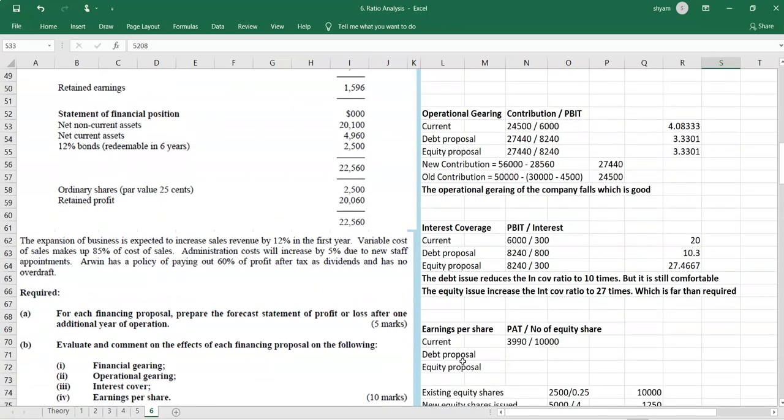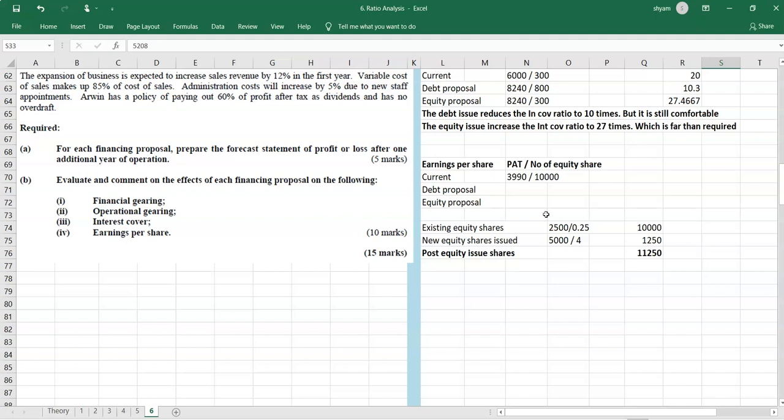So let's go. Will the number of shares change in debt proposal? The answer is no, it will not change. And the number of equity shares in equity proposal, will it change? The answer is yes, it will become 11,250. Okay, so let's get the answers.